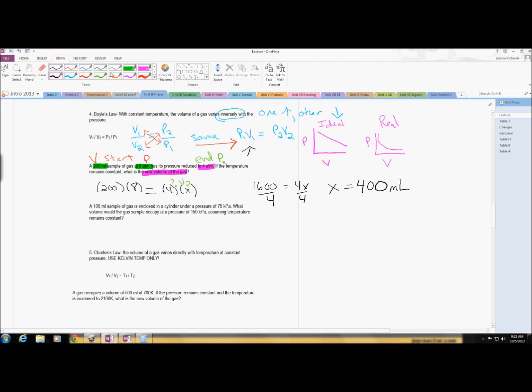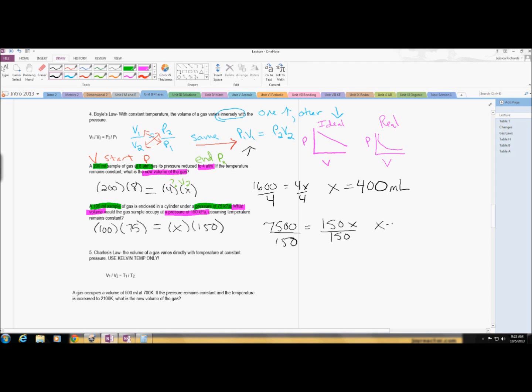All right, next problem. A 100 milliliter sample of a gas is enclosed in a cylinder under a pressure of 75 kPa. What volume, so that's what they're looking for is volume, would the gas occupy at a pressure of 150 kPa, assuming the temperature remains constant? So again, we're going to use PV equals PV because we're ignoring temperature. Temperature was constant. So we have 7,500 equals 150x. Divide both sides by 150.